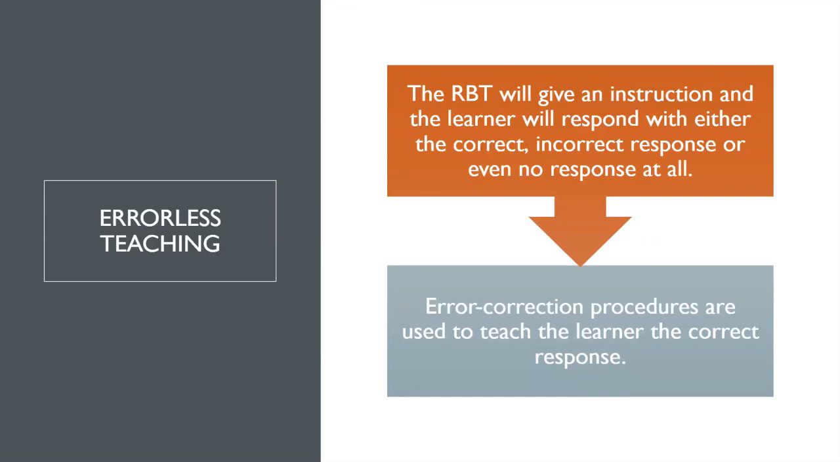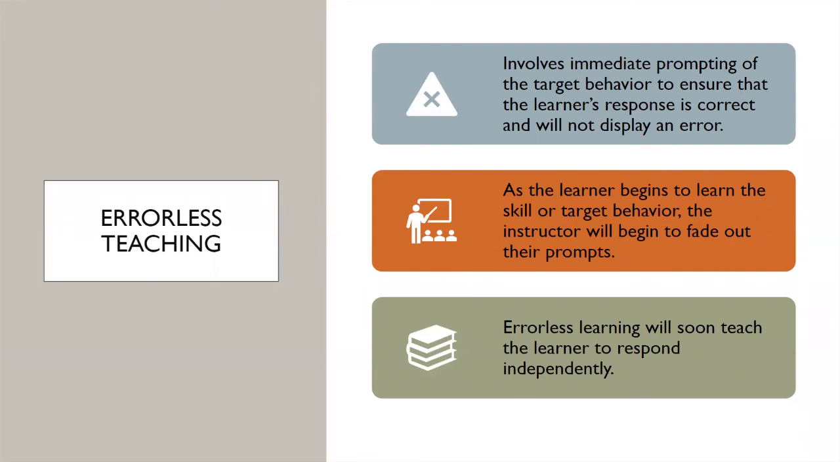What is errorless teaching? During DTT, the RBT or teacher will give an instruction and the learner will respond with either the correct, incorrect, or no response at all. Errorless teaching involves immediate prompting of the target behavior to ensure that the learner's response is correct and will not display an error. As the learner begins to learn the skill or target behavior, the instructor will begin to fade out their prompt. Errorless learning will soon teach the learner to respond independently.